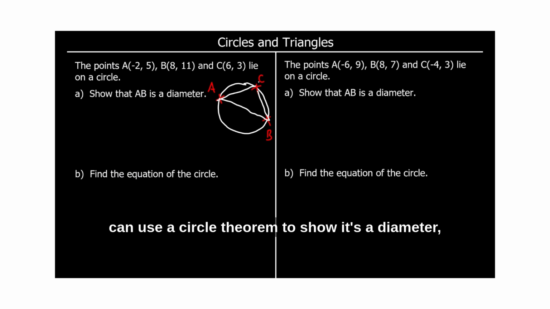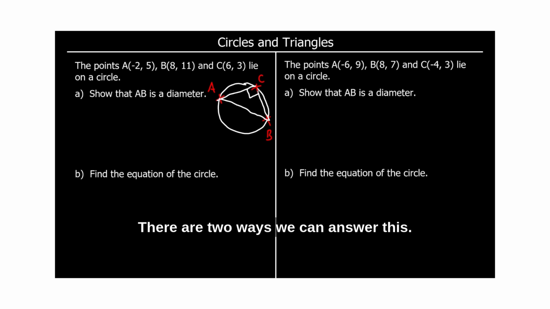We can use a circle theorem to show it's a diameter, because when we have an angle in a semicircle, an angle that comes from a diameter, it is a right angle. It's a 90-degree angle. So if we can show that angle ACB is a right angle, a 90-degree angle, then that means AB has to be a diameter.